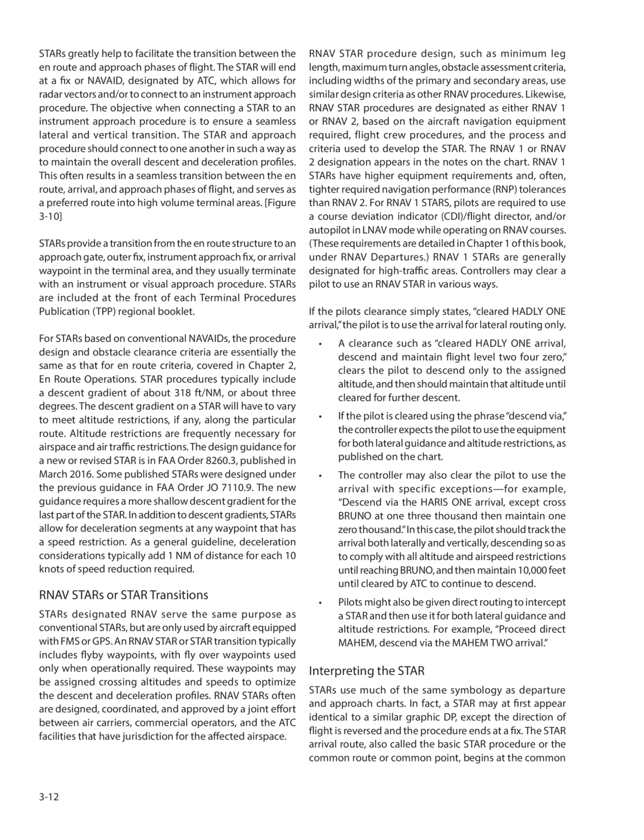The controller may also clear the pilot to use the arrival with specific exceptions, for example, "descend via the Harris 1 arrival, except cross Bruno at 13,000 then maintain 10,000." In this case, the pilot should track the arrival both laterally and vertically, descending so as to comply with all altitude and airspeed restrictions until reaching Bruno, and then maintain 10,000 feet until cleared by ATC to continue to descend.